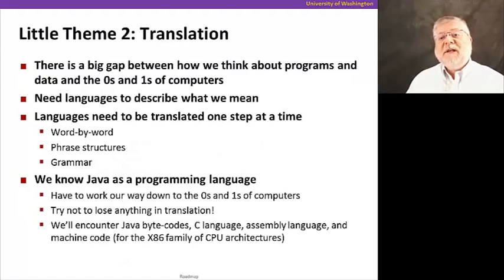The second little theme is translation, namely, how do we go from language to language? You've heard me talk about a few already. I've mentioned Java as a high-level language, C as a lower-level language, x86 assembly language as something being closer to the machine code of the CPU. Well, to do those translations, as with any language, we need to do word-by-word translations. We need to do translation of phrase structures, and eventually the larger grammar of the language itself.